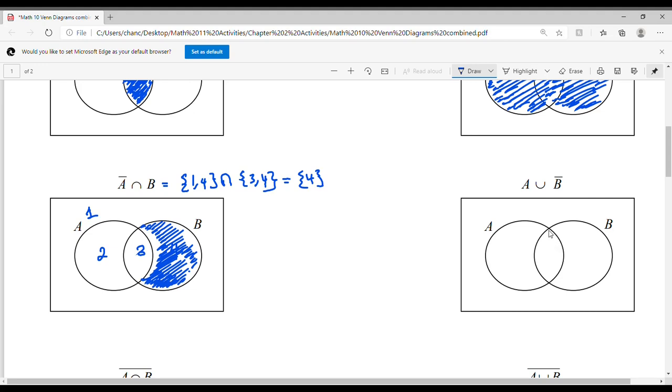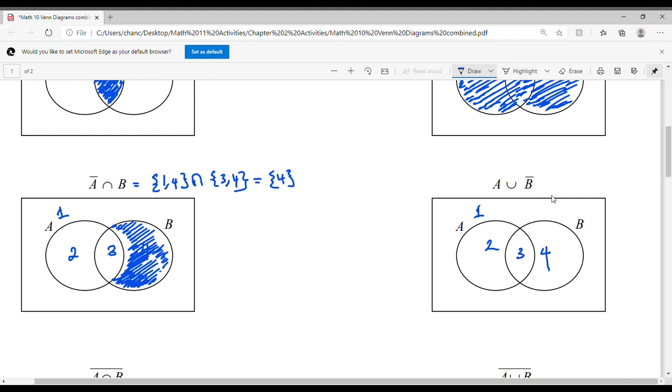For the sixth example, we'll do it the same way. Let's say that's 1, 2, 3, 4. And we're going to look for region A. Region A is 2 and 3. Union that with B complement. B complement's the opposite of B. Everything outside of B would be 1 and 2.